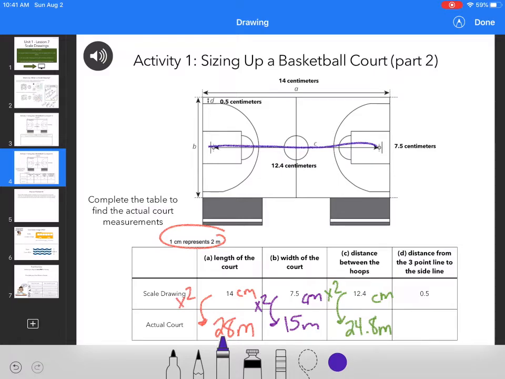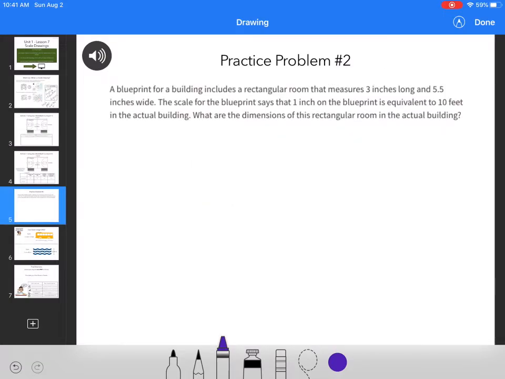The 3-point line to the sideline is 0.5. So I'm again multiplying by 2. And this is centimeters in my drawing, but in meters, it's going to be 1 meter. Okay? So now I'm going to work on my practice problem number 2.